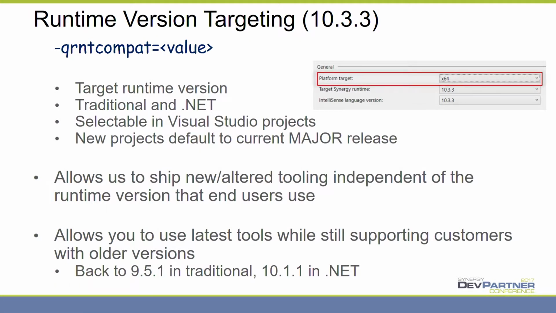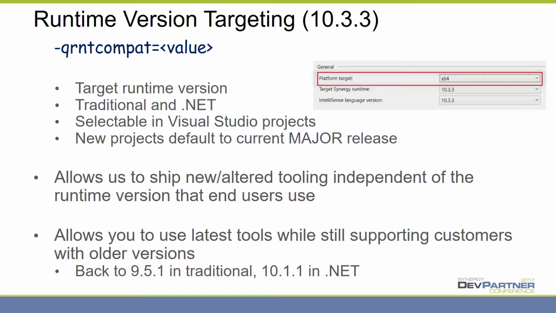Another thing that was introduced, and this one isn't brand new in 10.3.3c, it was in the 10.3.3 release, but it's certainly worthy of calling out, is the new ability to do runtime version targeting. What this essentially means is there is a new option that allows you to say, even though I'm using the very latest and greatest 10.3.3c, I would like to produce DBO files and DBR files and ELB files and so on that are compatible with 10.1 or compatible with 9.5 or whatever base runtime version you want to support.